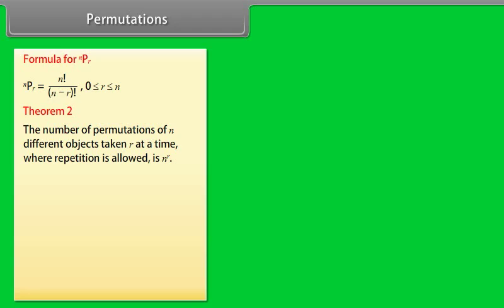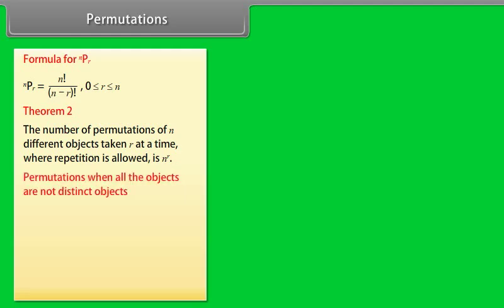Permutations. Formula for nPr: nPr is equal to n factorial by (n minus r) factorial, where 0 is less than or equal to r is less than or equal to n. Theorem 2. The number of permutations of n different objects taken r at a time, where repetition is allowed, is n raised to power r.